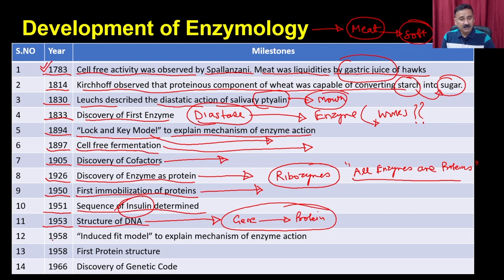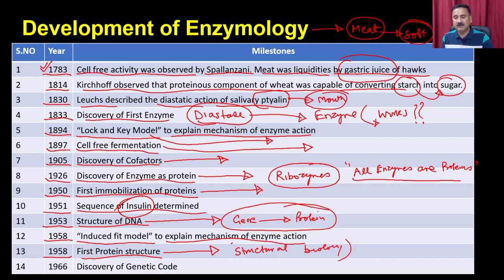Then in 1958, another model was produced to explain the enzyme activity or the mechanism of action. That was called the induced fit model. So you see that in the year of 1894, people discovered the lock and key model, but in the year of 1958, people developed the induced fit model. Then in the year of 1958, the first protein structure was solved, and that started another field called structural biology, which is responsible for understanding the structure function relationship of the different proteins or even the different parts of the proteins.